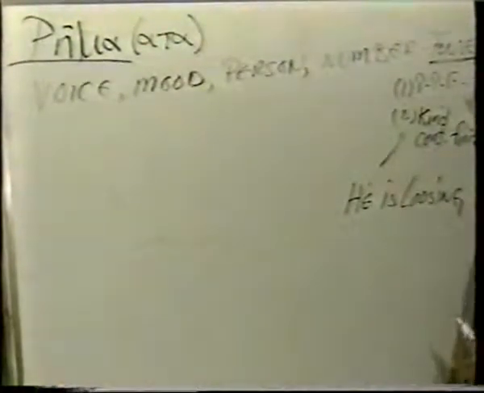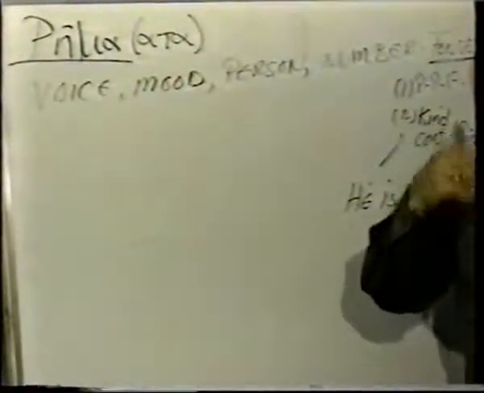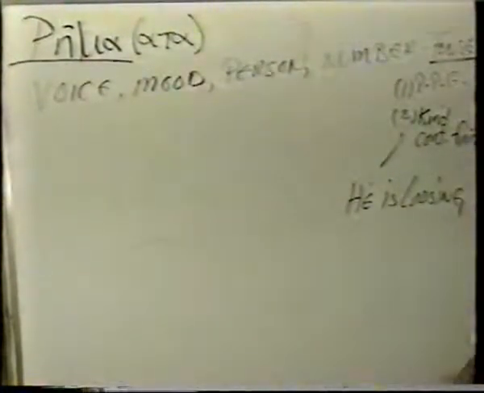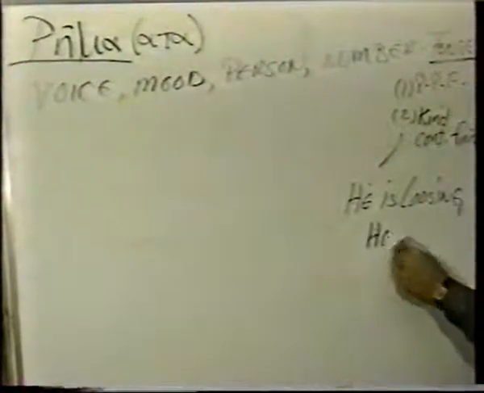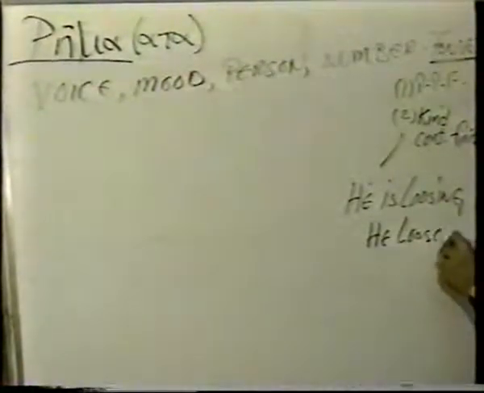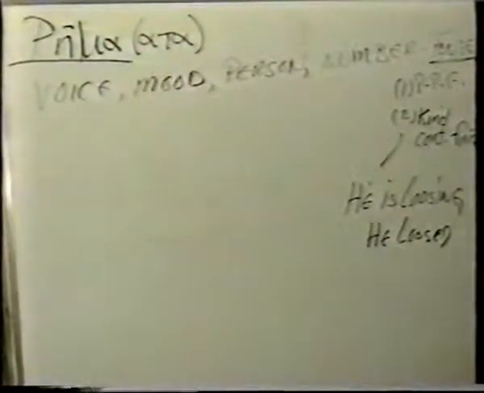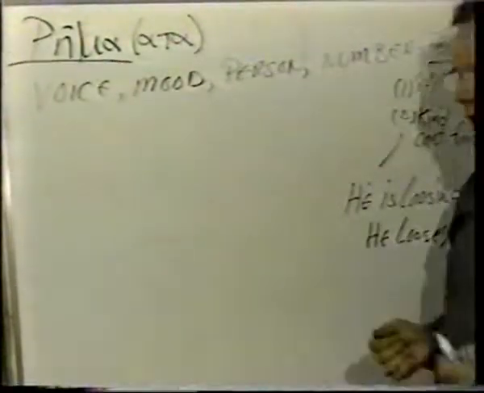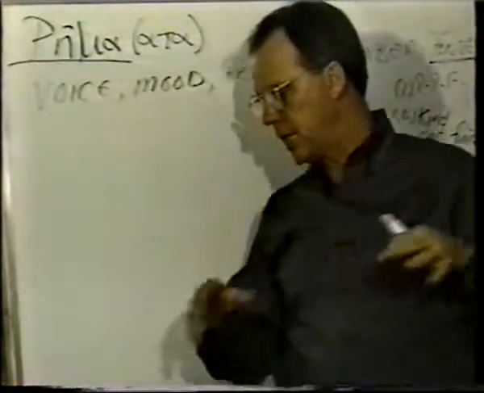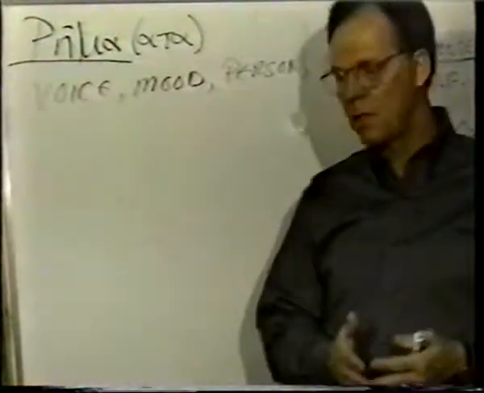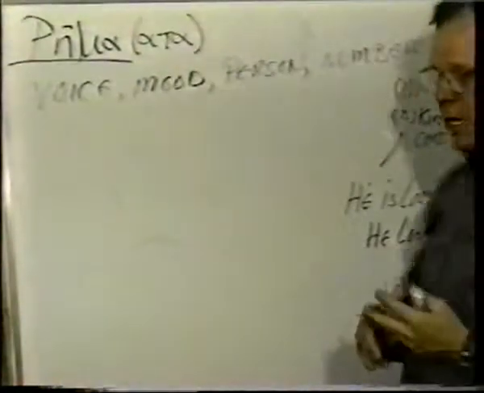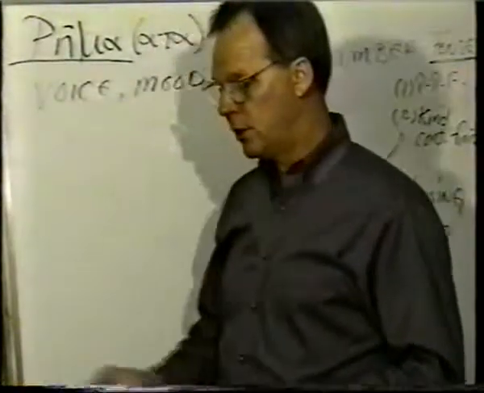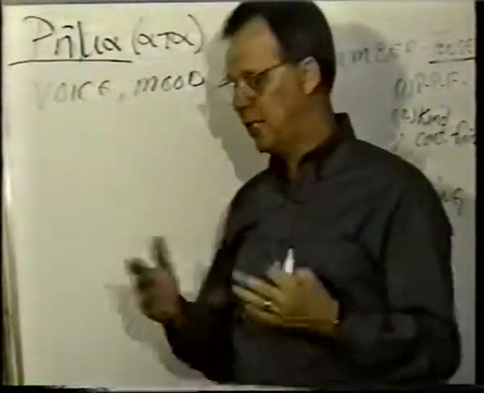He is loosing. This is a continual action. Second, we can say there is a finished action. He loosed. This is what I mean. He is loosing the dog. He loosed the dog. So we see that in the tense there is a time of action, which is past, present, and future. And then, second, there is a kind of action, which is either continual or it is finished.